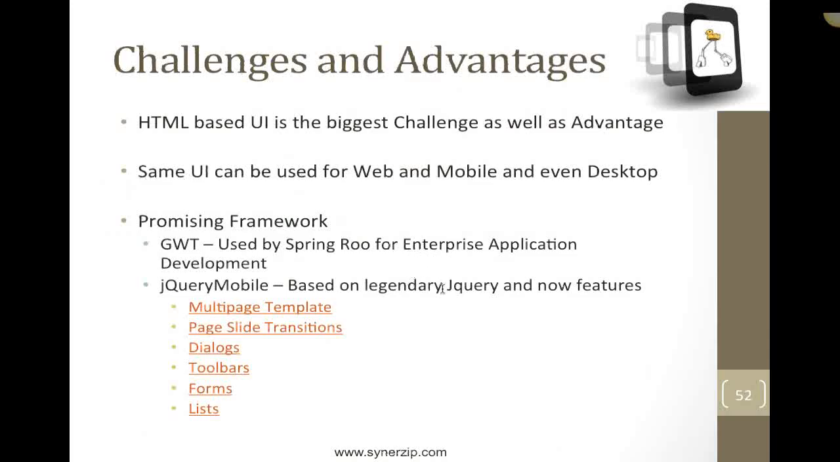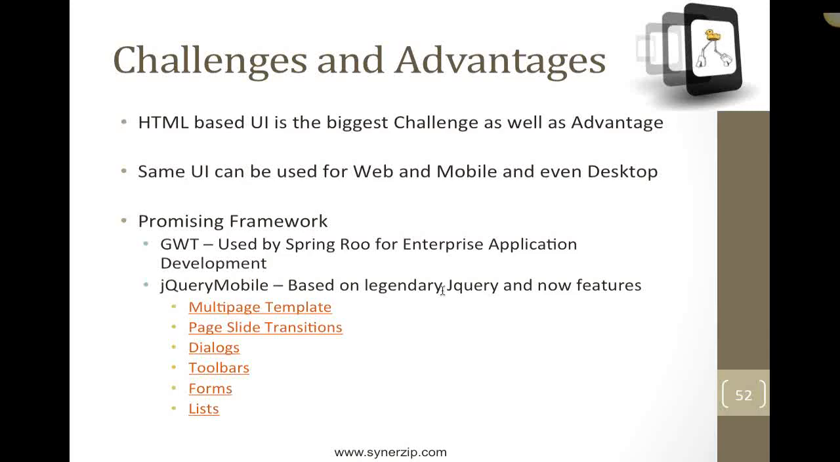What are the challenges and advantages of going the PhoneGap way? Well, HTML-based UI is the biggest challenge for PhoneGap because the UI is still reaching where it needs to reach for mobile applications. For example, a framework like jQuery Mobile is almost there, but maybe I'll wait for a release to go to production with jQuery Mobile. And that's the biggest advantage also, because I'm not tied down to any of the mobile OS for the UI. So the UI fragmentation has reduced a lot.